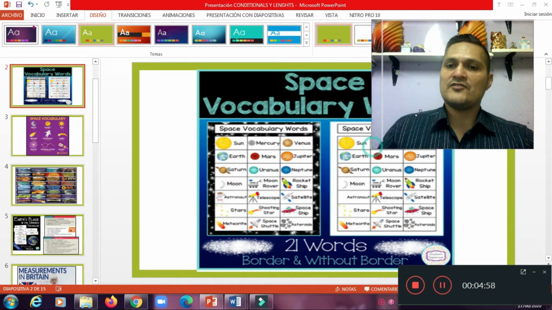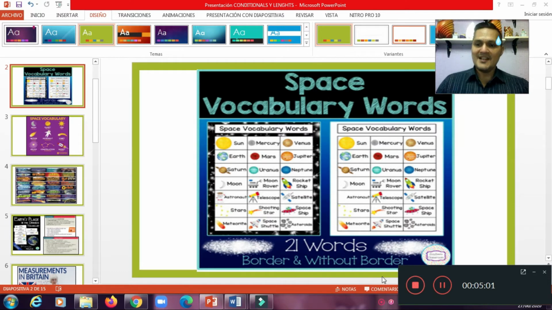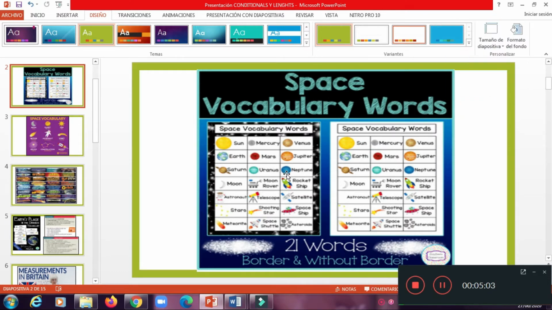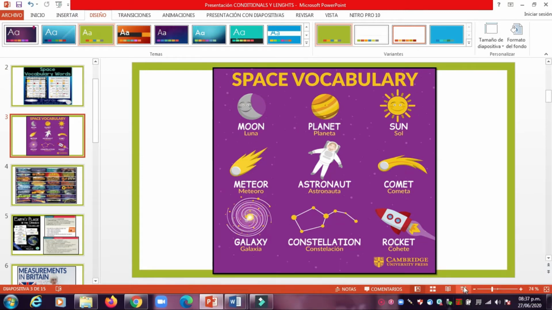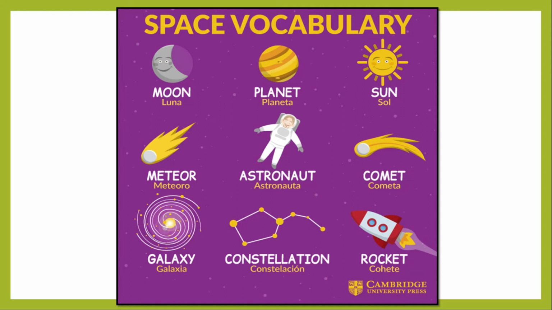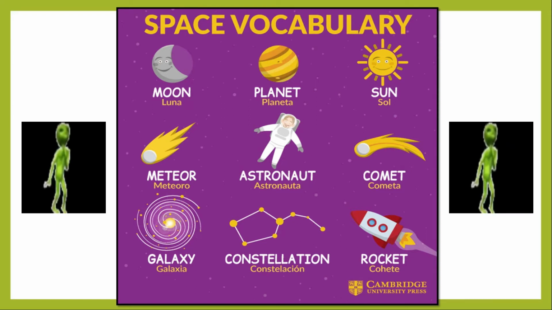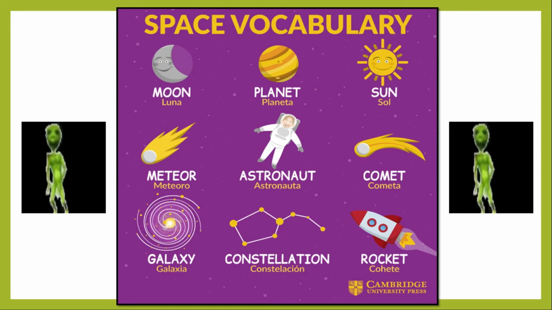Let's continue now, and let's go to the next one. We've got this other slide here. Let's make it bigger so you can take a look. Great. So we've got more vocabulary. We've got also moon, planet. We've got the sun. We've got meteor, astronauts, constellation.